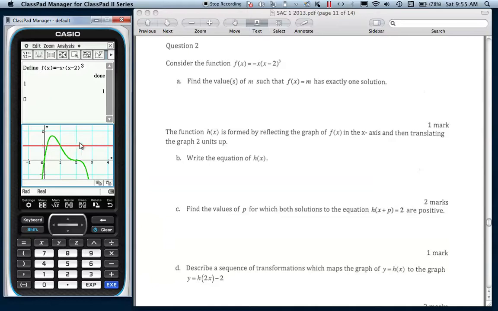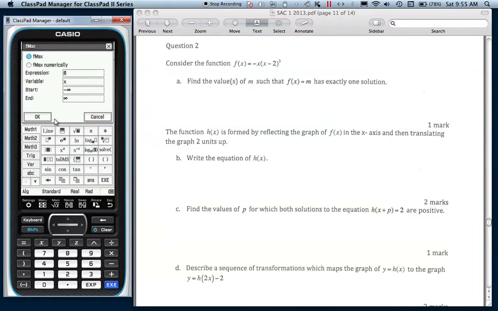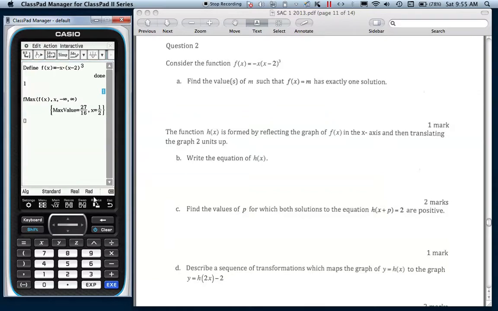You can find the turning point graphically, but that won't give you an exact value. So the best way we do this is through interactive calculation. F max, put in f of x, okay, and there you have it. So the maximum value is 27 over 16. So the value of m for which f of x equals m has one solution is m equals 27 over 16.